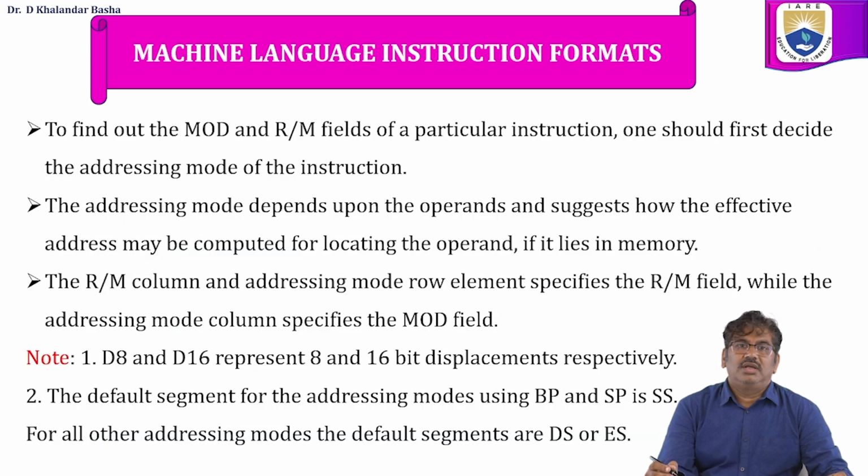So to find out the mode and RM fields of a particular instruction, one should first decide the addressing mode of the instruction. The addressing mode depends upon the operand and suggests how the effective address may be computed for locating the operand if it lies in memory. So the RM column and addressing mode row specify the RM field, that is the register or memory field, while the addressing mode column specifies the mode field.